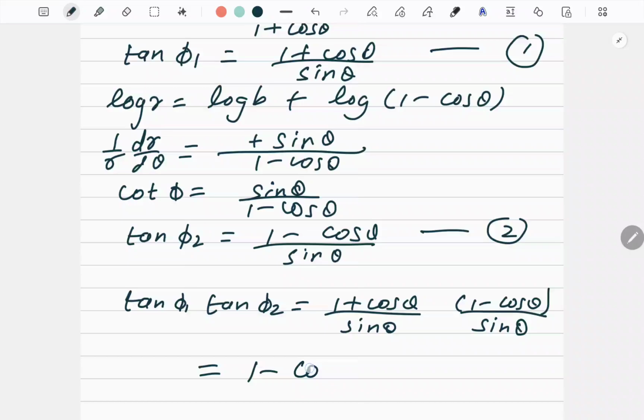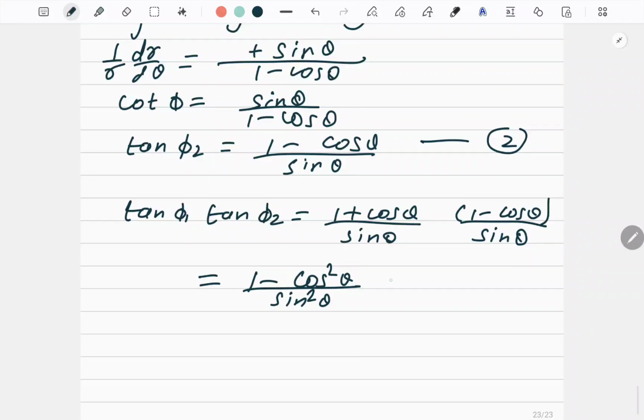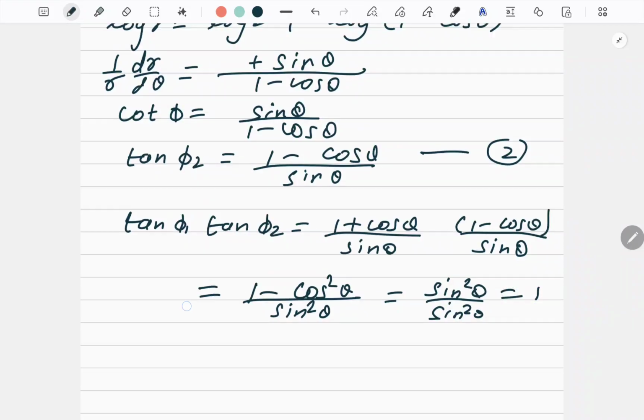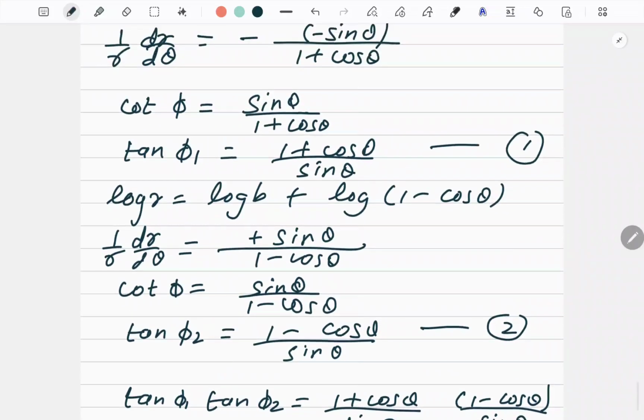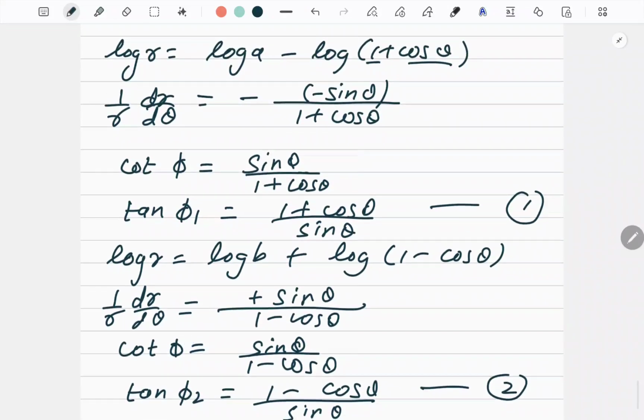So 1 minus cos square theta upon sin square theta. Again a plus b, a minus b formula I have applied. Correct? So this became sin square theta upon sin square theta, which is equal to 1. I need minus 1. So where I have missed my minus 1, that I should check, because if I am proving orthogonal, 100% sure minus 1 I should get. So somewhere I might have missed my minus sign.